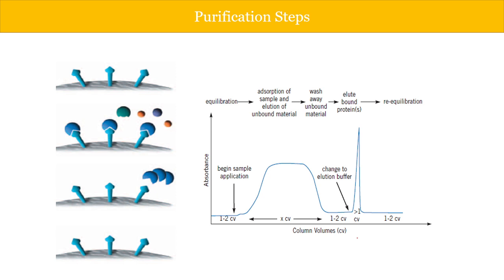And this would also help you. So first stage is your equilibration stage, then your adsorption of the sample and the elution of the unbound material, and then is washing of the unbound material, and then the elution of the bound proteins, and after which you undergo another re-equilibration, because you cannot be leaving that column in that position. You have to re-equilibrate it, and that's all.